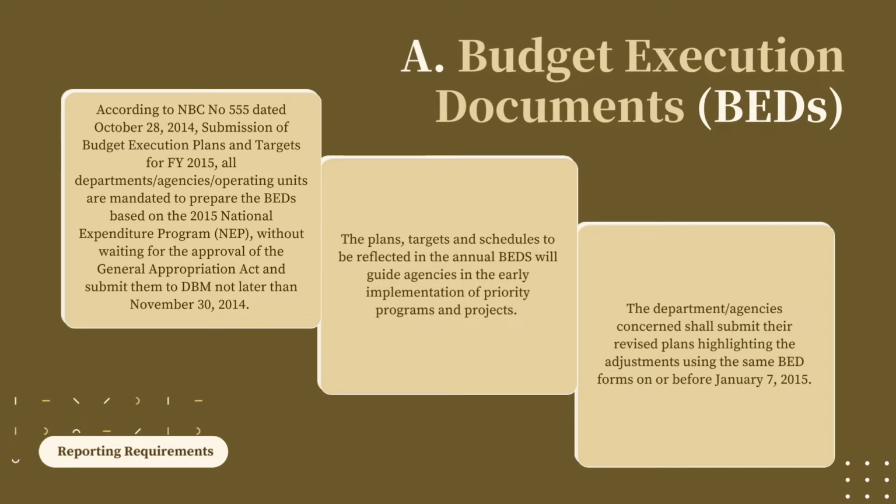If upon approval of the General Appropriation Act or GAA, there are changes made by Congress from the NEP, such as decrease, increase, or modifications for existing programs and projects or introduction of new items, the agencies, operating units shall identify affected program, activity, and projects or PAP, and major financial outputs or MFOs, and targets to be adjusted. Accordingly, the department or agencies concerned shall submit their revised plans highlighting the adjustments using the same budget execution documents forms on or before January 7, 2015.